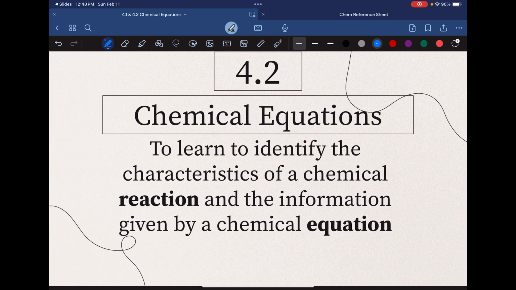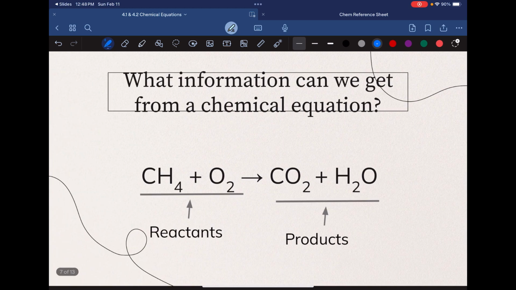4.2, chemical equations. You're going to learn to identify the characteristics of a chemical reaction and the information given by the chemical equation itself. So, what information can we get by looking at a chemical equation? Well, you can see that there's reactants on one side and products on the other. You notice that there's an arrow in between that separates them, and then you see these plus signs that you've probably seen in your math classes.